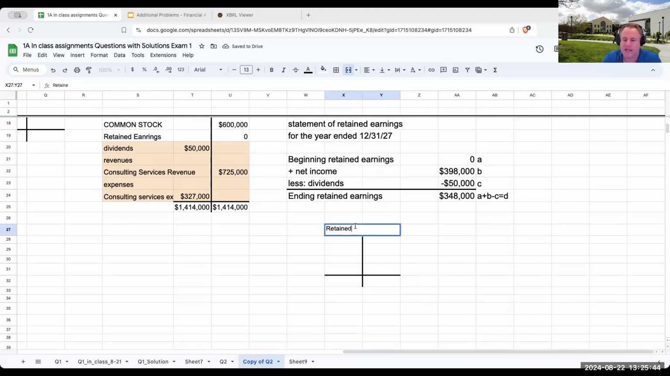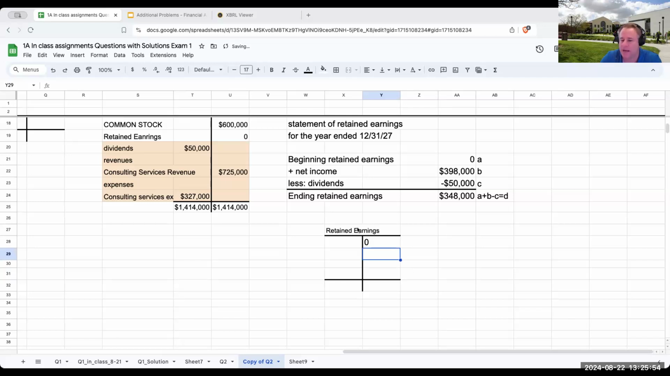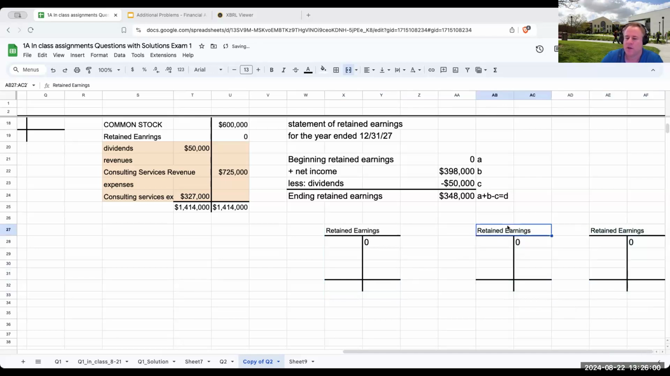I have retained earnings, right? My retained earnings balance is part of owner's equity. Owner's equity has basically a credit balance. So when I come over here, I basically have my retained earnings, and I'm going to bring forward my temporary accounts.